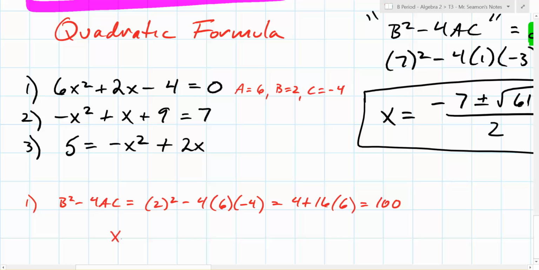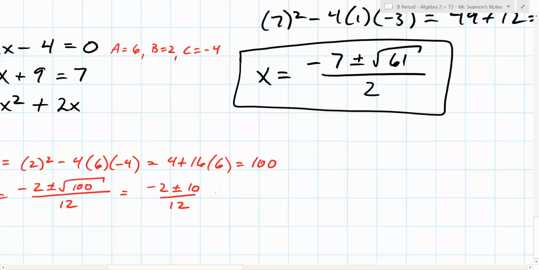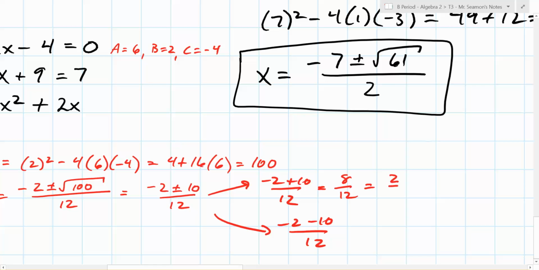So therefore, it's going to be x equals -b. So it's -2 plus or minus what? The square root of 100, all over what? 12. 2 times 6 is 12. Can you simplify that? Yes, that's going to be -2 plus or minus 10 over 12. So can you figure out what the actual two numbers are? Yeah, it's -2 plus 10 over 12, or what? -2 minus 10 over 12. So that's going to be, what's -2 plus 10? 8 over 12. So it's 8 over 12, which is 2/3.